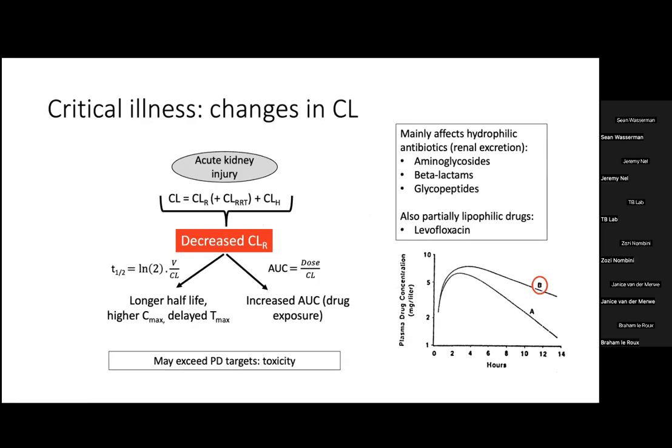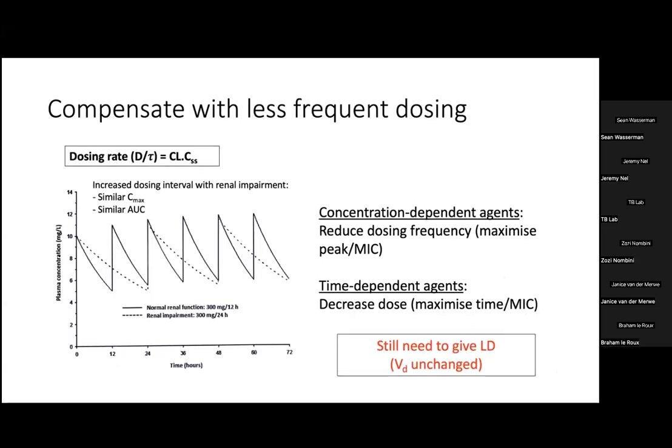maximal concentration and delayed time to achieving maximal concentration. And when clearance is lower, then total exposure is clearly increased, because it just expresses the dose. And that could lead clearly to toxicity. Again, it mainly affects hydrophilic antibiotics, but also partially lipophilic drugs like fluoroquinolones. You can see on the bottom right the effects of reduced clearance: increased Cmax, decreased clearance and elimination, and increased total exposure, leading potentially to toxicity. And most of you can imagine the best example of this is vancomycin, which I'll show you in a second.